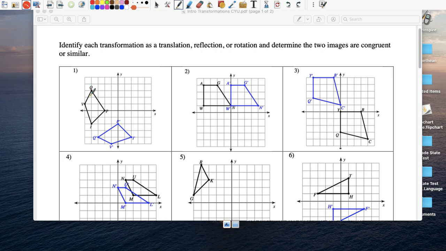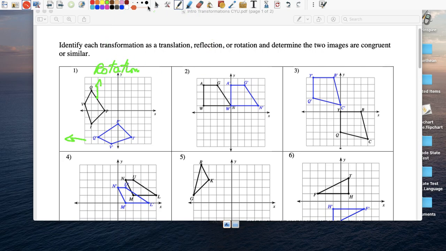Look, point Q right now is aiming this way, and then point Q on the bottom one is aiming that way. So obviously it's been turned. This shape was turned, or better yet, it was a rotation.